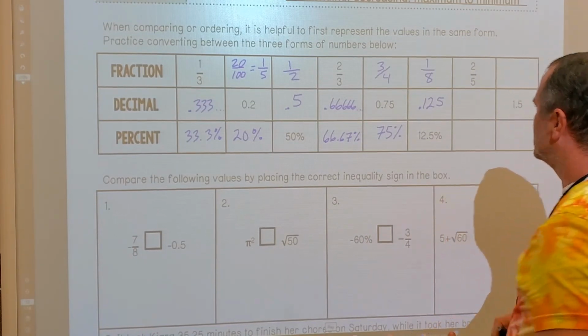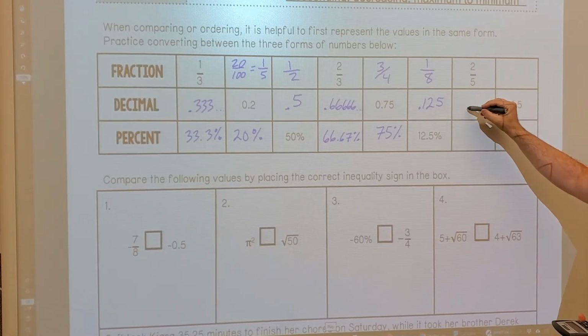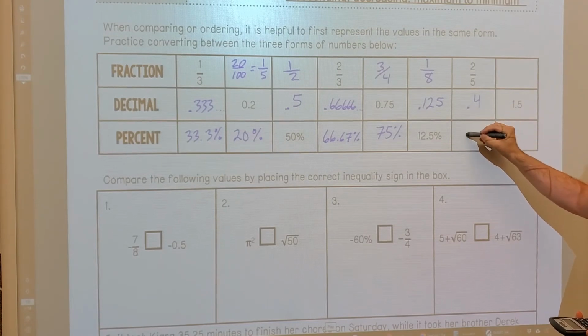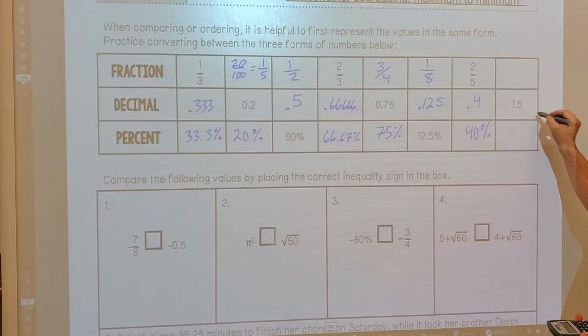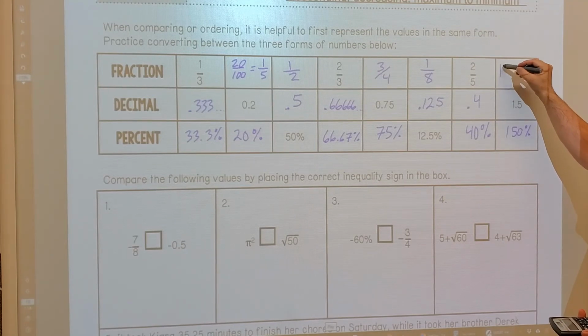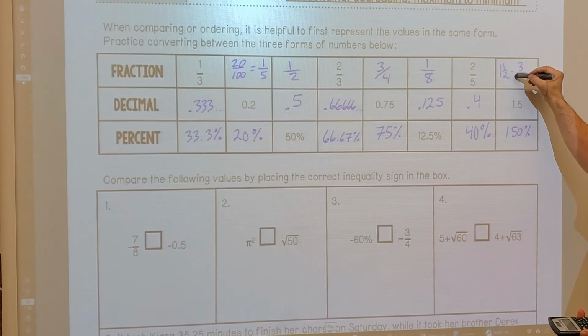Almost done though. So 2/5 as a decimal, 2 divided by 5, that's going to give us 0.4, and that's going to be 40%. 1.5, move it 2 places, is 150%. And I can put 1 and 1/2, or I can put 3/2. Either way, both work.